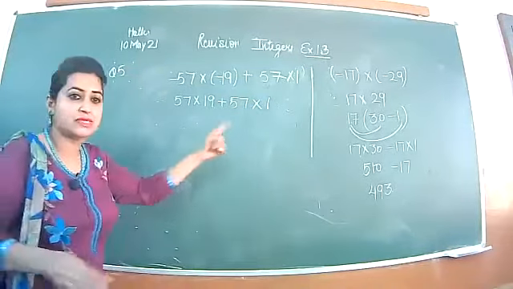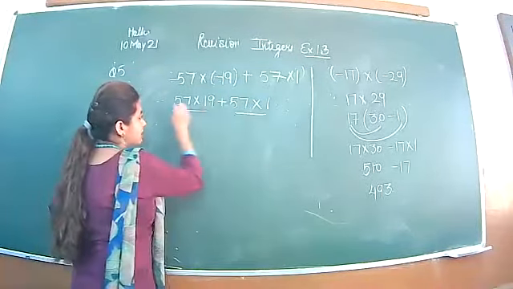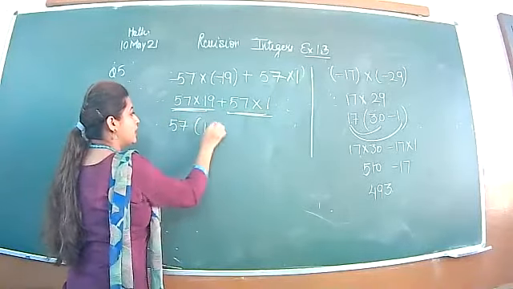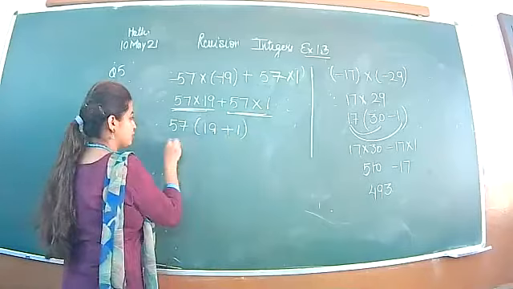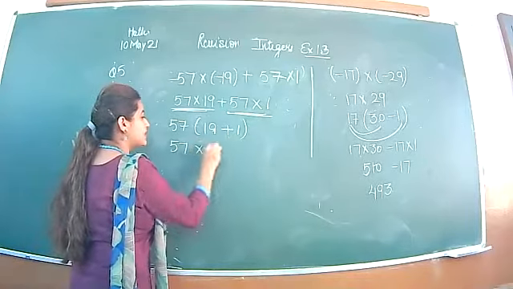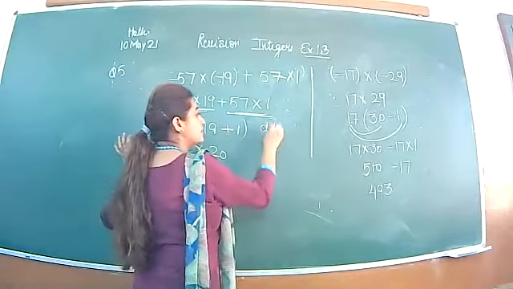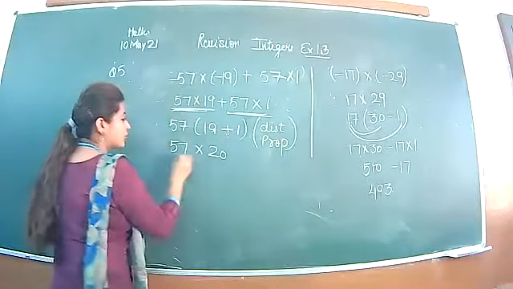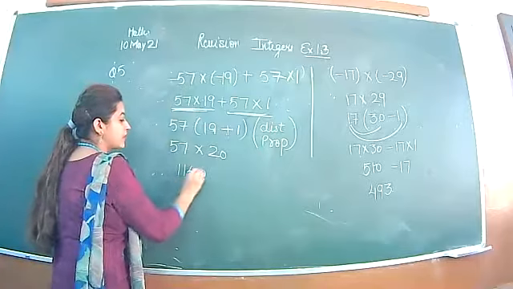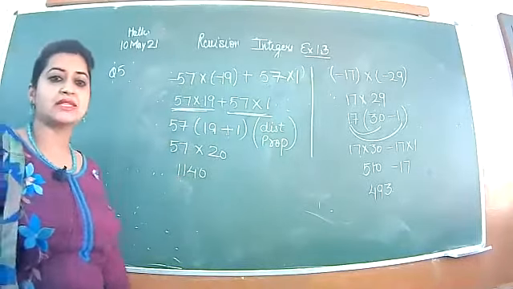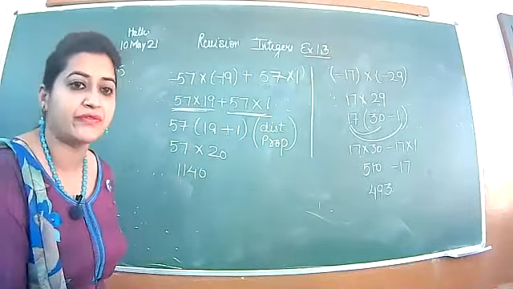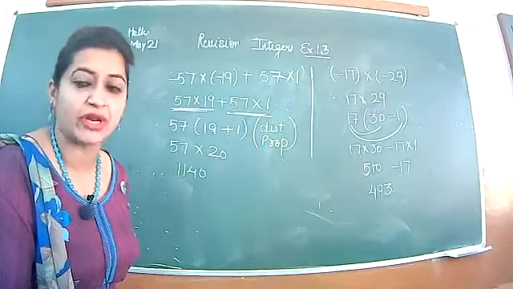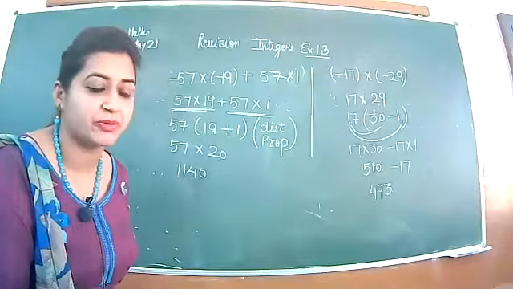Now, 4 terms are there. This is the first pair. This is the second pair. 57 is common. You are left with 19 plus 1. 19 plus 1 is 20. The step in which we have taken common is your distributive property. So you will multiply them. Answer is 1140. And in this we have used distributive property of multiplication over addition. Or simply you will write distributive property.